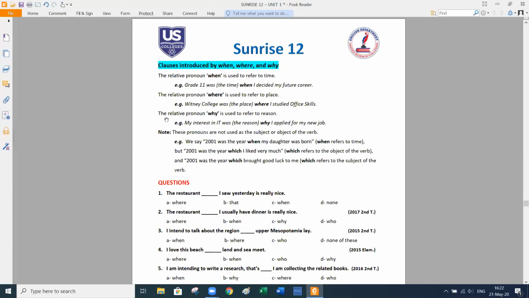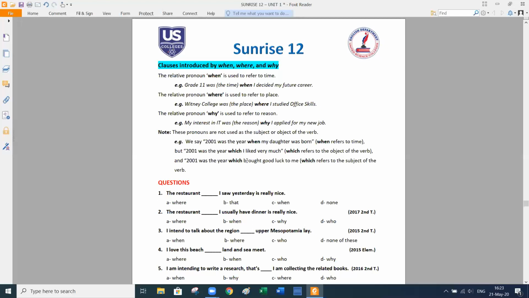And the relative pronoun why is used to refer to reason. For example, my interest in IT was the reason why I applied for my new job. Why did I apply for the new job? Because of my interest in IT. So that's the reason why I applied. So we use why for the reason. So shortly, when for time, where for places, why for reason.